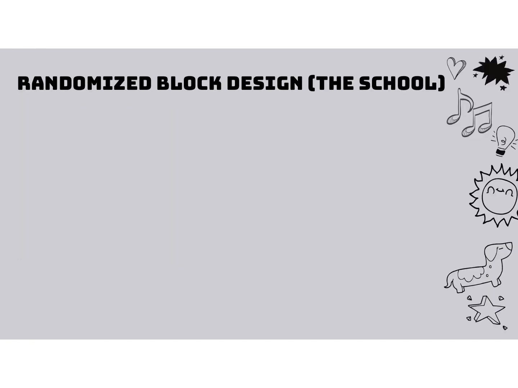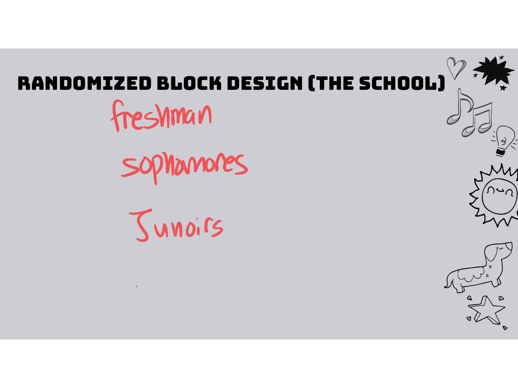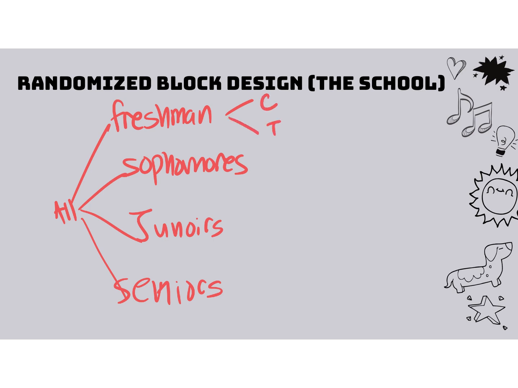So some from each block have the control and some have the treatment. Randomized block design at the school, one way to do that would be to break it up into freshmen, sophomores, juniors, and seniors. So we have the whole school breaking up into those 4 blocks. And then randomly, some freshmen would get the control, some would get the treatment. Some sophomores would get the control, some would get the treatment. Some juniors control and treatment, some seniors control and treatment.